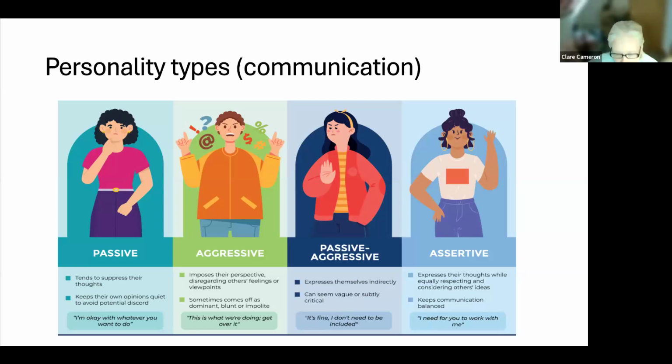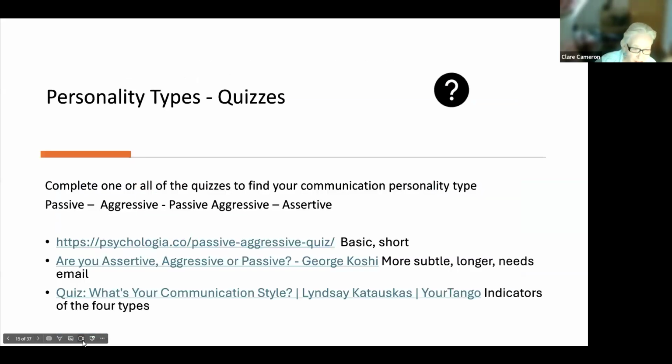So these are personality types, and then we're going to look at communication styles, which is a bit different, but we're going to look at personality types here. And I am going to give you a little quiz. I've got some quizzes up here. We'll just do the basic one here.